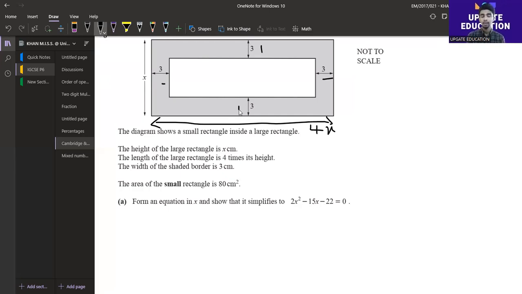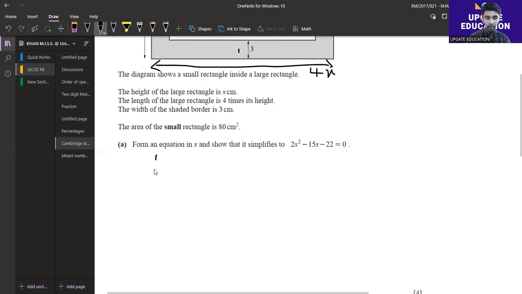This is the clue to reduce your timing. Sometimes we can calculate the area of the biggest rectangle, or sometimes we will get both together, and it's time consuming. So since they have only mentioned the small rectangle, and they didn't mention the shaded region, what I'm going to do is get the equation in terms of algebraic expressions for the small rectangle.